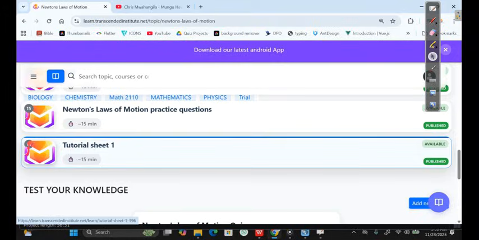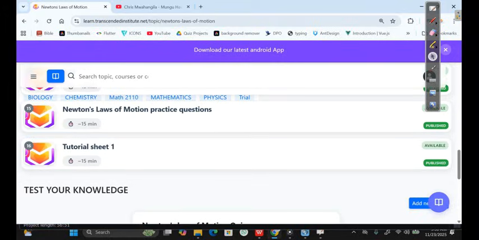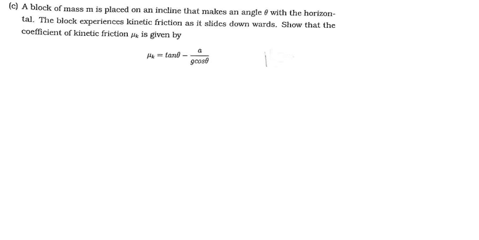Okay, so let's go back and continue our video. Now let's jump into incline plane. So incline plane, just imagine you are moving on a slope. That one we are going to consider as an incline plane. So the question is that a block of mass m is placed on an incline that makes an angle of theta with the horizontal.